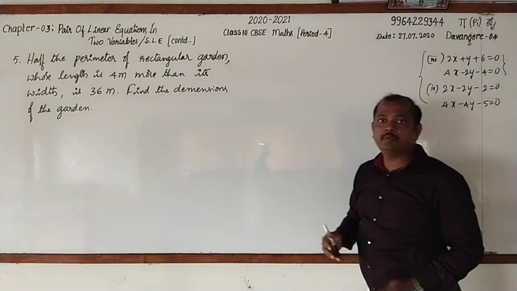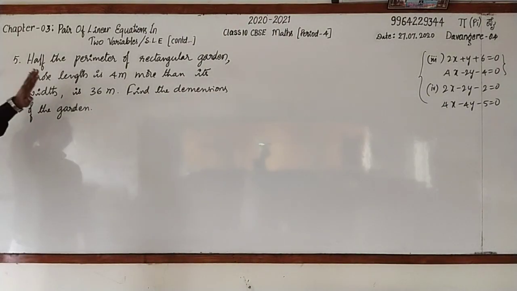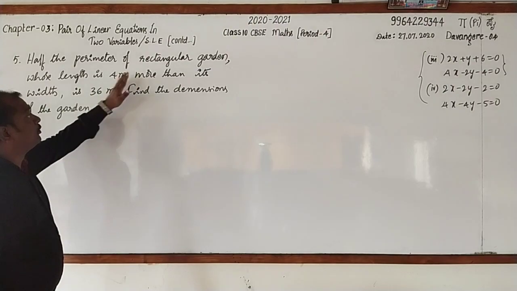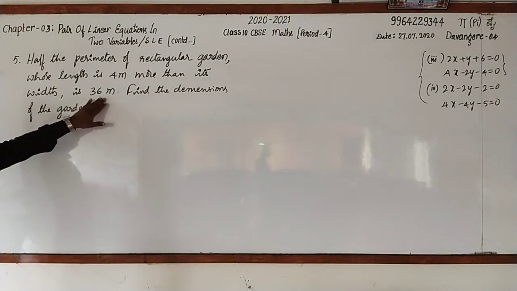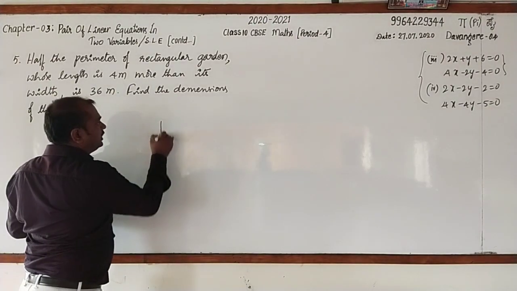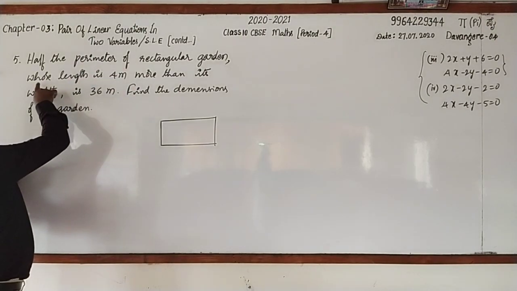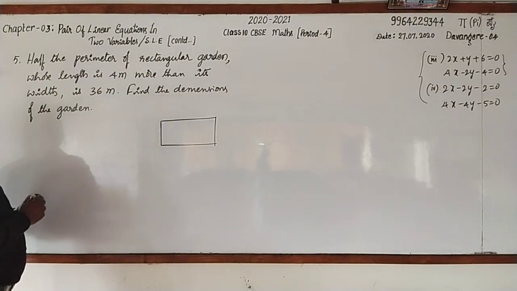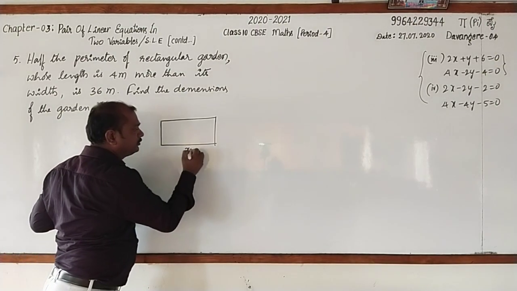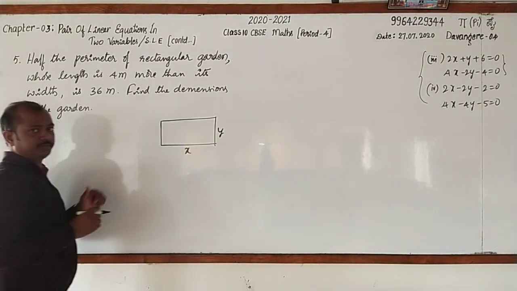Okay. Now, we will move on to the fifth one. Go through this. Half the perimeter of a rectangular garden, whose length is 4 meter more than its width, is 36 meter. Find the dimensions of the garden. Hope that you have understood. Look here. Here they have given a rectangular garden. Whose length is 4 meter more than its width. Then what is the length of it? We do not know. You may call it x meter. And width, y meter.